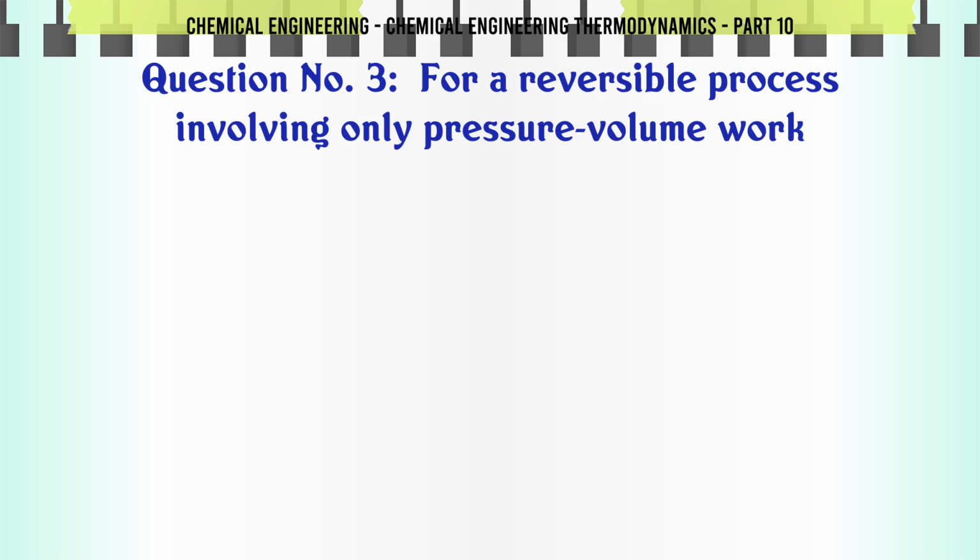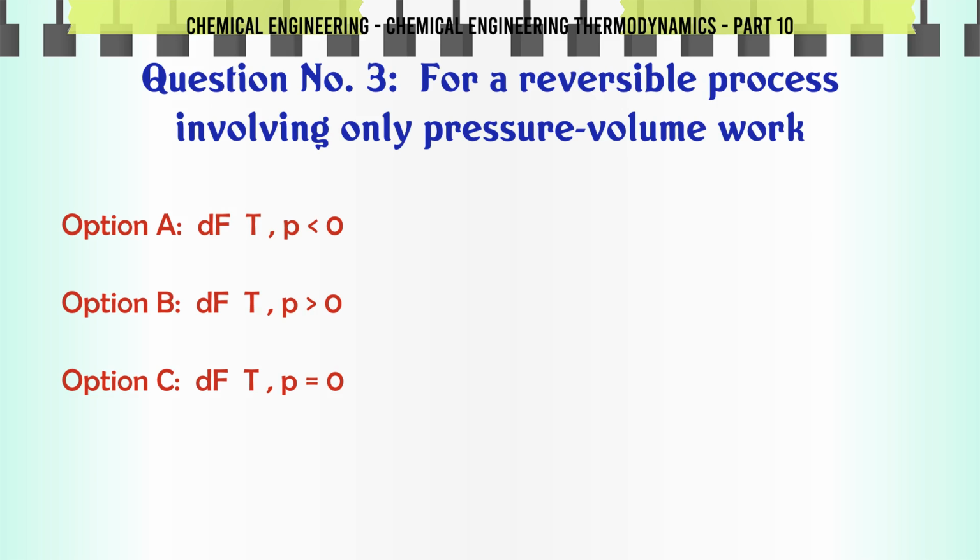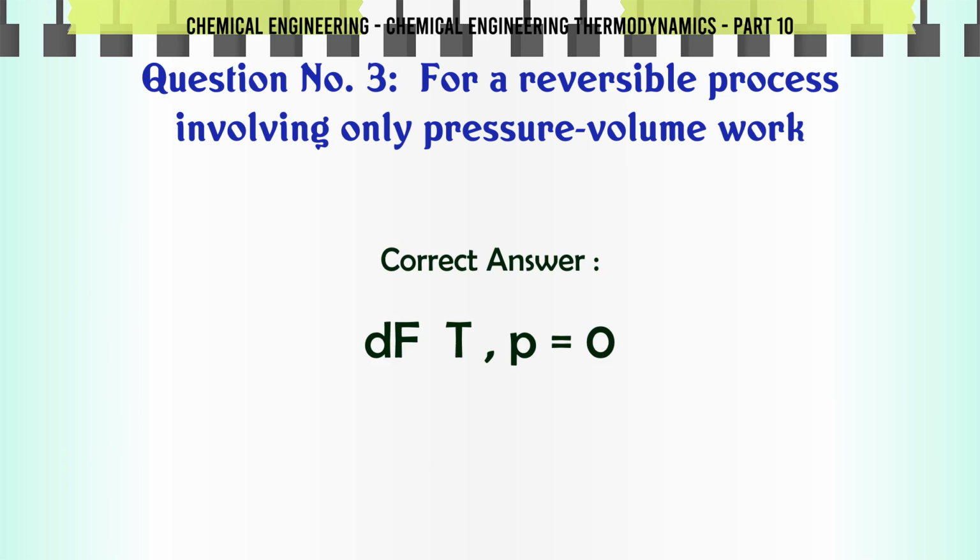For a reversible process involving only pressure-volume work: A. dF at constant T and P equals 0. B. dF at constant T and P equals 0. C. dF at constant T and P equals 0. D. dT at constant V equals 0. The correct answer is dF at constant T and P equals 0.